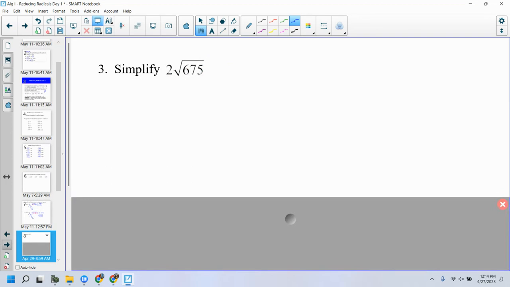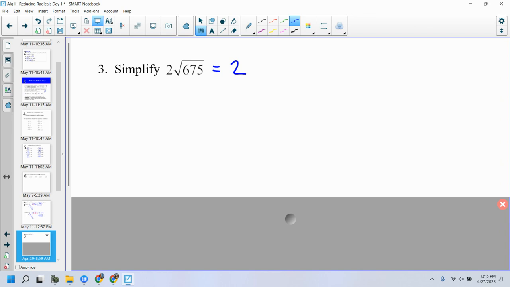All right, take a look at another one here. Now, what happens when there's a number out front? We got 2 radical 675. Okay, here's what I do. That 2 is going to stay on the outside and we'll have to calculate it back in. So I always like to keep it on the outside. I like to put a 2 right out there so I don't forget about it.